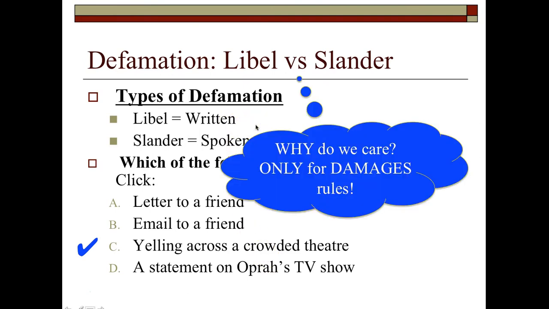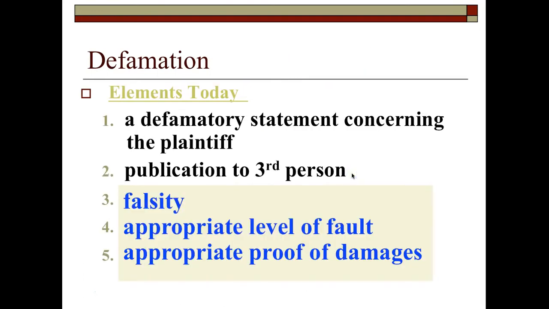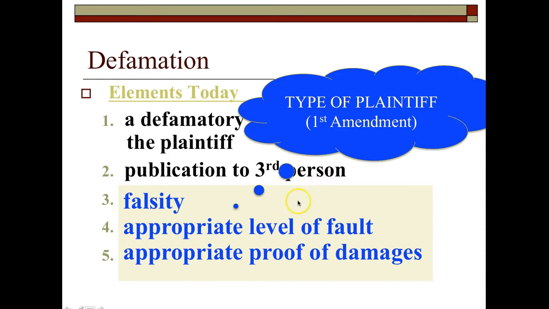We only care if a statement is libel or slander when we get to the topic of damages. However, the bar examiners prefer you to identify it as libel or slander at the beginning of your essay. Let's look at the elements of defamation. There are 5 elements. 2 are traditional. The last 3 are mandated by the First Amendment and depend on the type of plaintiff.